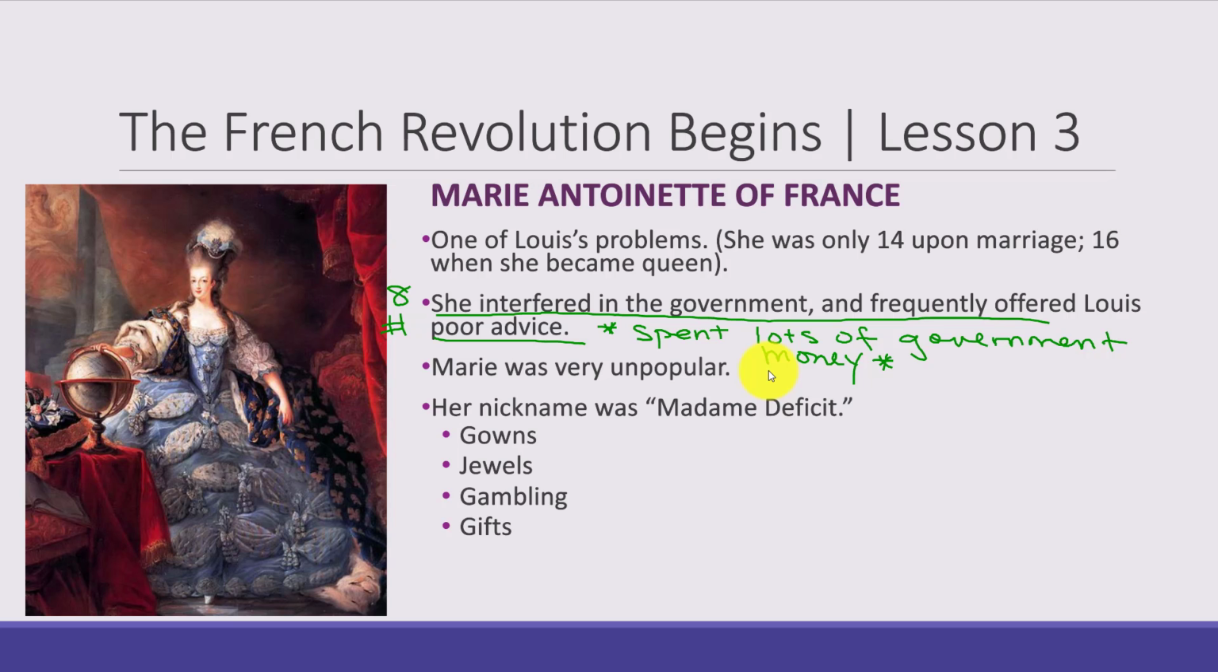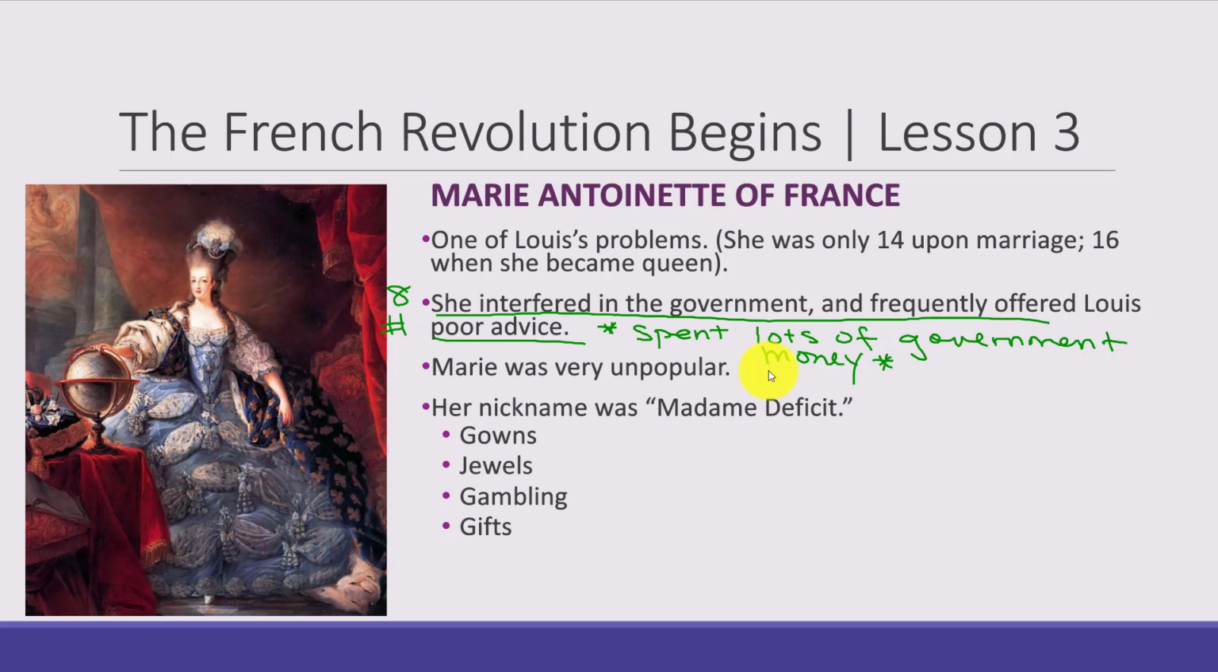She spent tons of money, lavish stuff, gowns, jewels, her hair, her dresses, her parties. She was known for gambling. She was known for giving extravagant gifts and having pretty dresses with ornate flowers on them, real flowers, right? So this is why she was called by the people of France Madame Deficit, right?